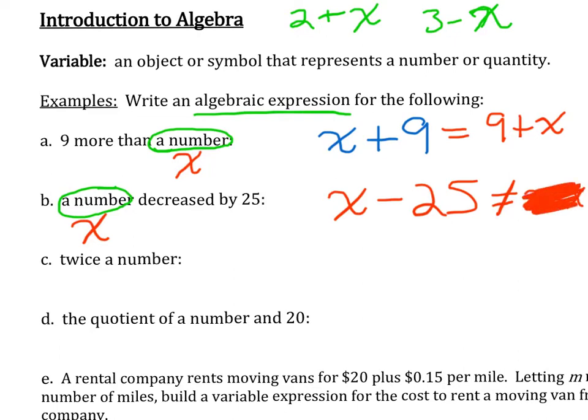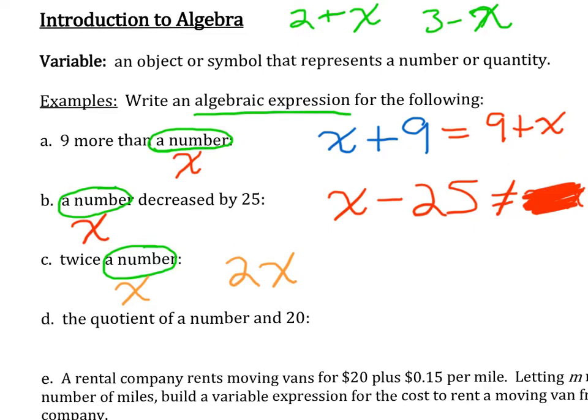Let's go to part C. Twice a number. Again, we see that a number part. Twice something is just multiplying that thing by 2. And so twice a number, and if I'm calling my number x, I'm going to have 2x.